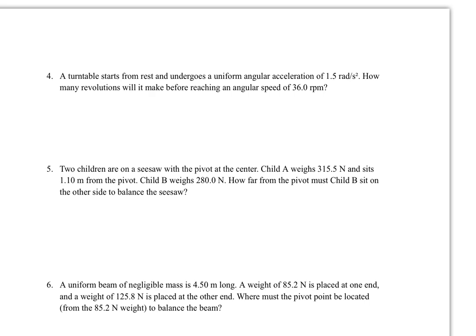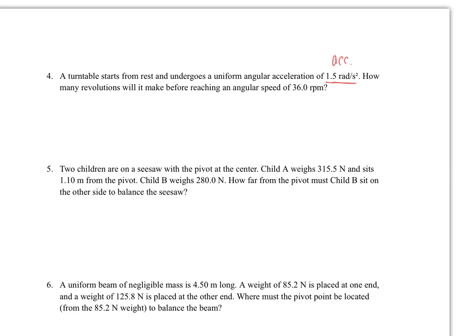A turntable starts from rest and undergoes a uniform angular acceleration of 1.5 radians per second squared. So this is my acceleration. We're going to use that in a minute. How many revolutions will it make before reaching an angular speed of 36 RPMs? Again, we're not going to use RPMs here because everything in my formula is going to be in radians. I'm going to convert it back to revolutions at the end because that's what it's asking for. But to use my formulas, I really need to be in radians.